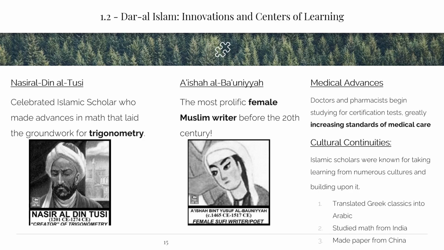In the way of innovations, there are specific scholars and poets and polymaths, philosophers from this time period. Al-Tusi is one of the big ones. He was a celebrated Islamic scholar who made advances in math that laid the groundwork for trigonometry.